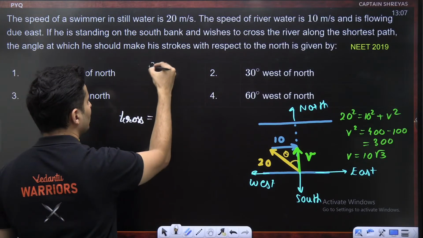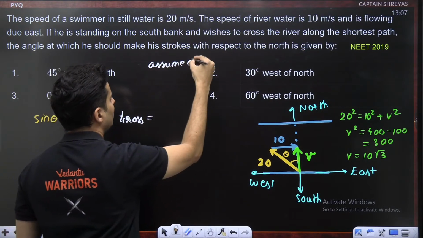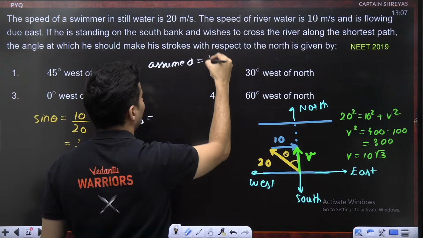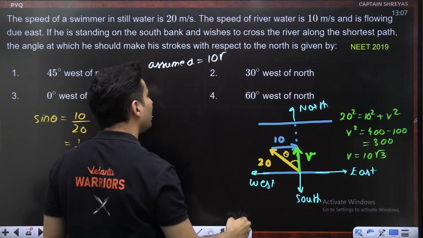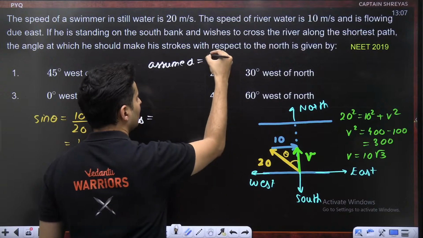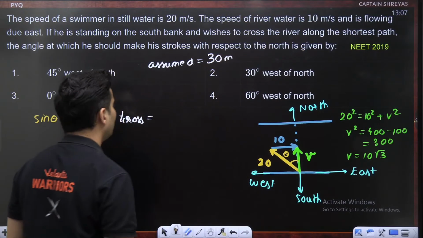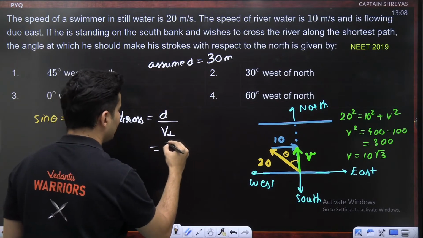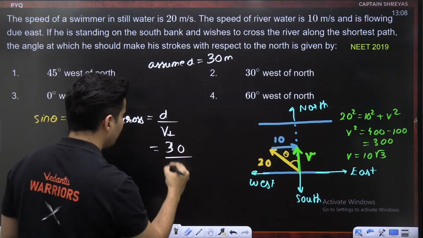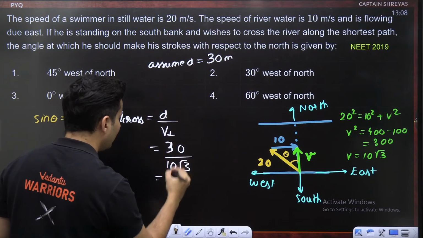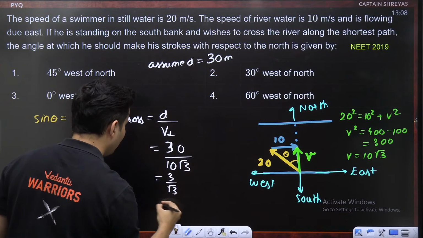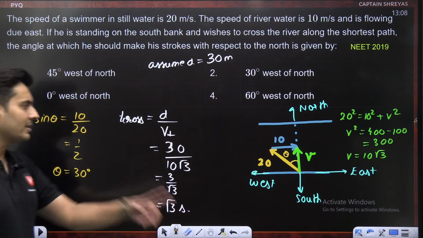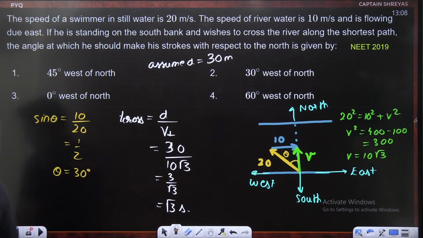Assume the distance is something. Let's say it is 30 meters, for example. So time is distance by your perpendicular speed. Distance is 30 meters, perpendicular speed is 10 root 3. So 30 by 10 is 3, so 3 by root 3 becomes root 3 seconds. That's how you will do it. Is that clear, everyone?